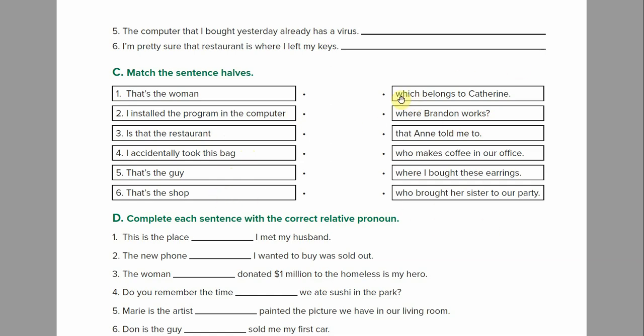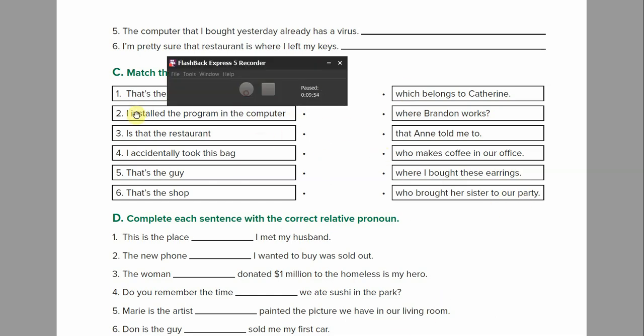All right, now let's do these. Which belongs to Catherine? Where Brandon works? That Anne told me to? Who makes coffee in our office? Where I bought these earrings? Who brought her sister to our party? All right, so now we're going to match these up.